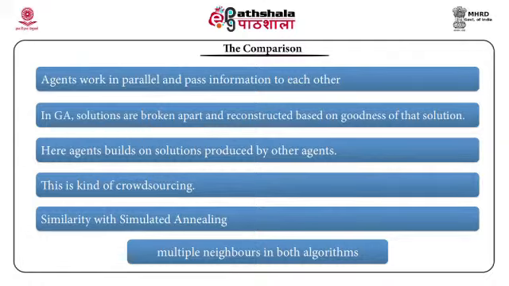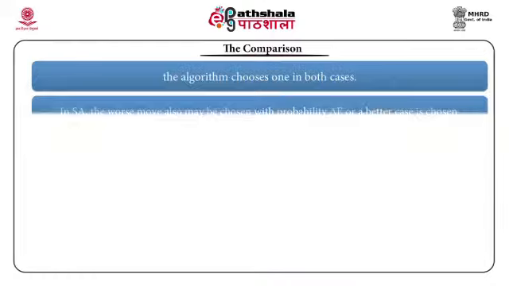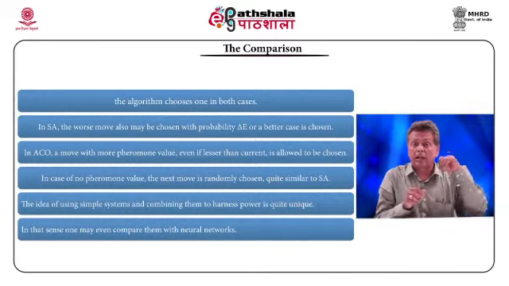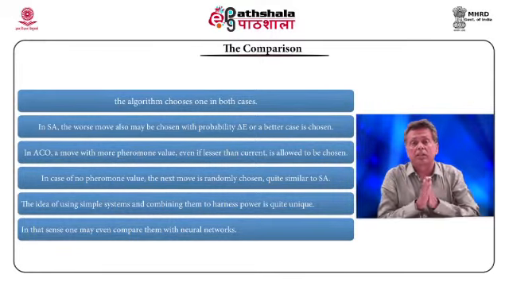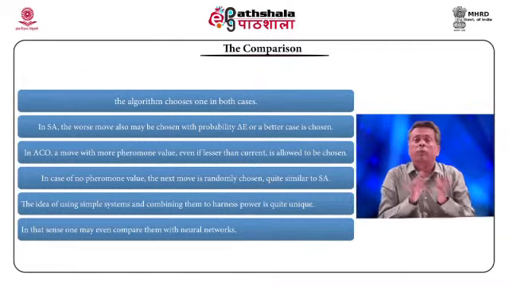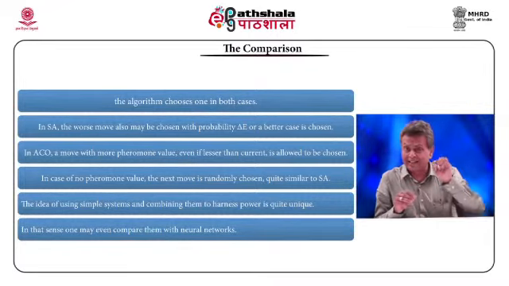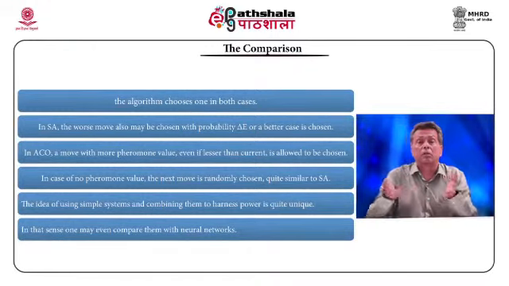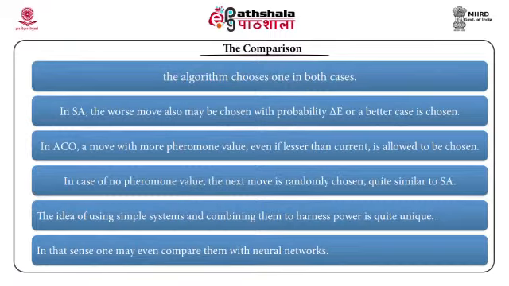There is some similarity with simulated annealing as well. You have multiple neighbors, multiple solutions possible. The algorithm chooses one out of those cases. In simulated annealing, you are allowed to choose a slightly less optimal path sometimes. Here as well in ACO, as I said, an ant will not always choose the path with the highest pheromone value, but the probability is higher. So sometimes it chooses a non-optimal path as well, and that helps it come out of the local minima or maxima issue, like simulated annealing. The same thing is happening here.